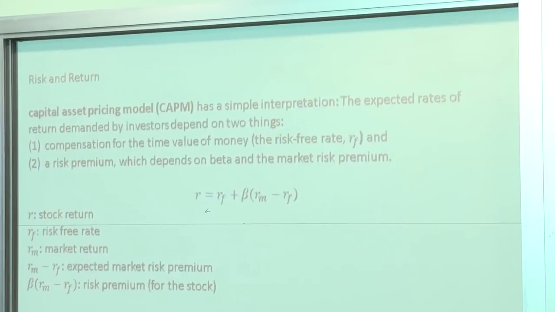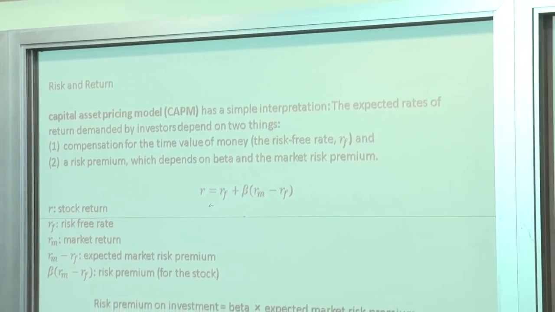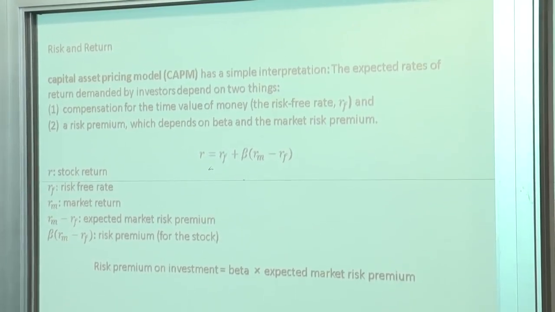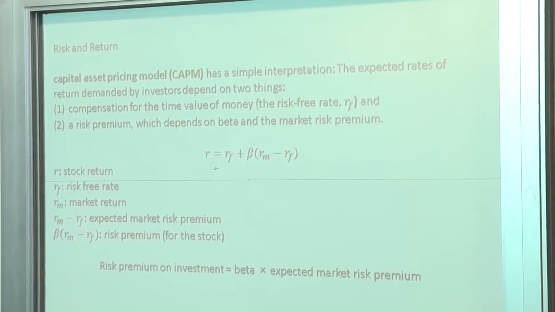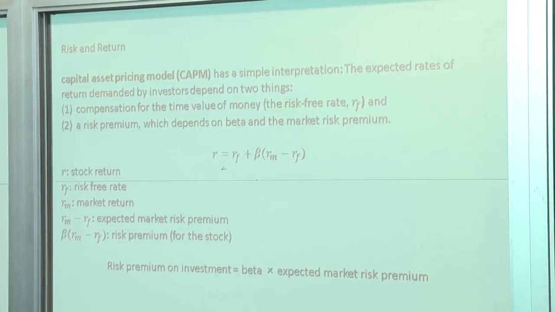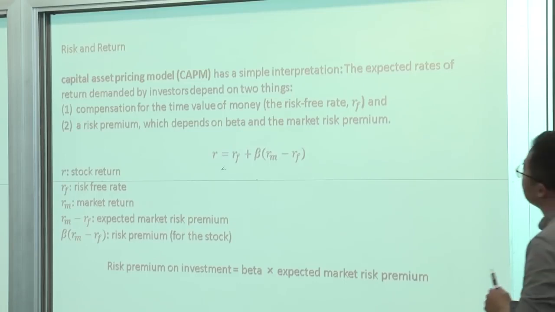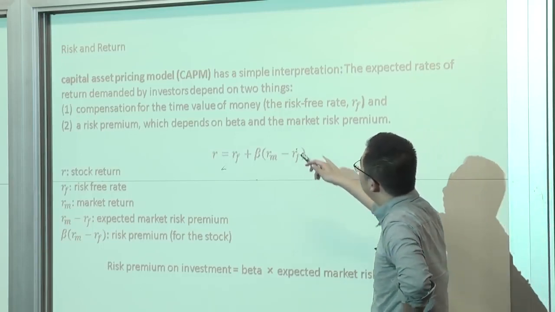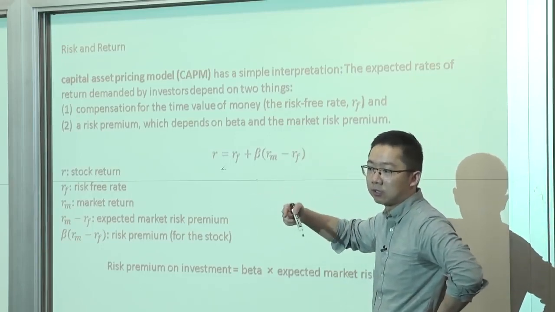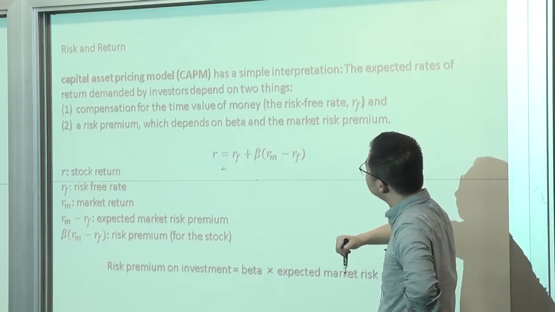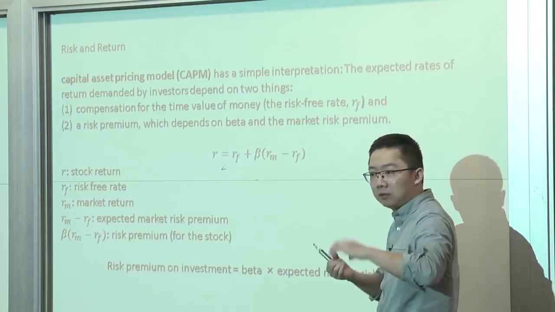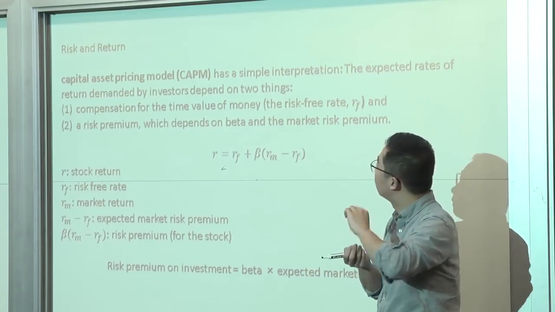Now let's see how we use beta to find the return that we require on this stock. Beta represents the market risk that we are taking on this stock, and we use the CAPM model to find the return we require. So CAPM has a simple interpretation. The expected rate of return demanded by investors depends on two things: the compensation for the time value of money, which is the risk-free return, and then the risk premium we add on top of that.